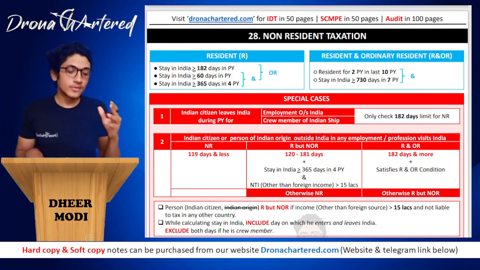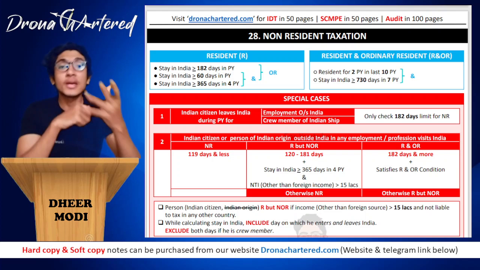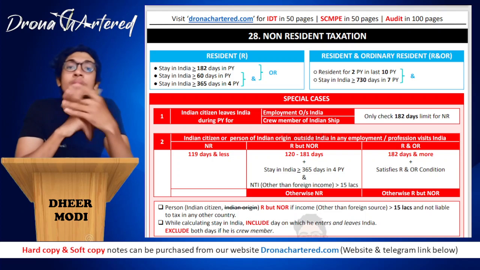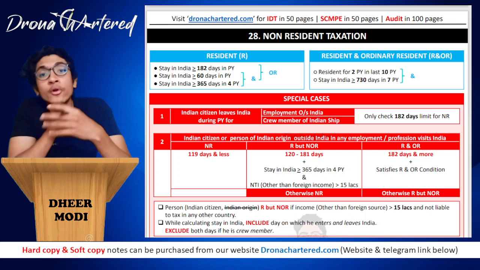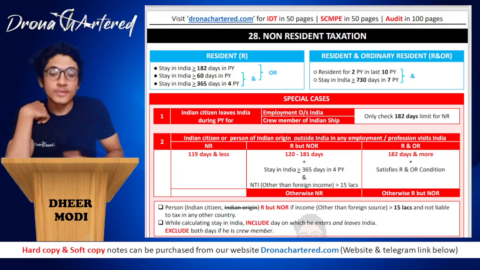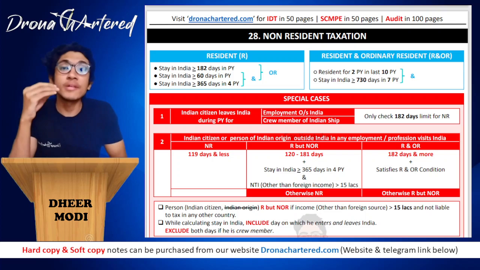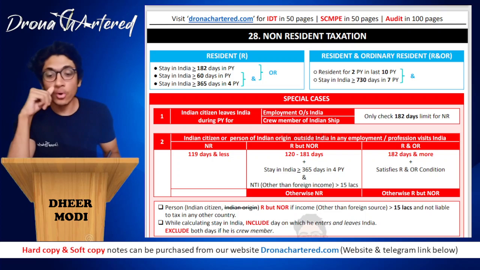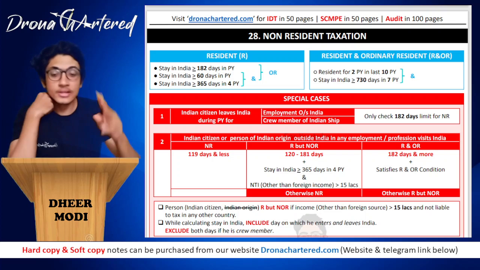First of all, this chapter starts with identifying who is a resident, who is a non-resident, and who is a resident and ordinary resident. All of that we will be doing. First of all, to identify whether a person is a resident or not, there are basically three conditions.